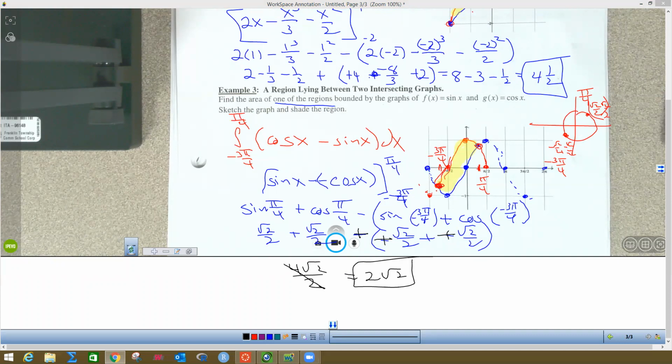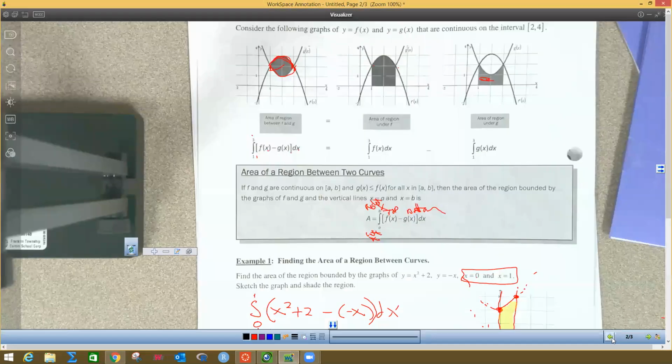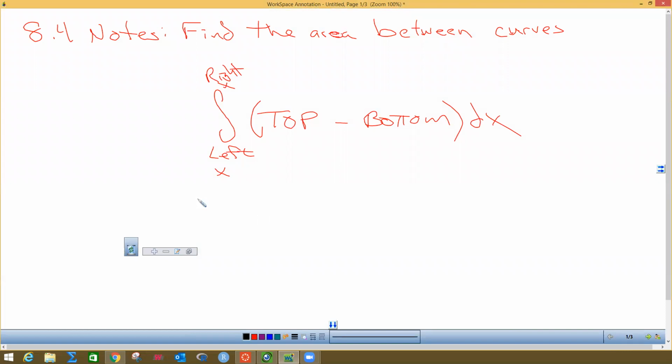And I guess that's the last one we got. So good luck to you on this part. Again, one of the key things you need to realize is it's going to be the left x to the right x, top function minus bottom function dx. I'm going to show you a little deal here. Sometimes you get some kind of crazy graph. Sometimes they go like this.